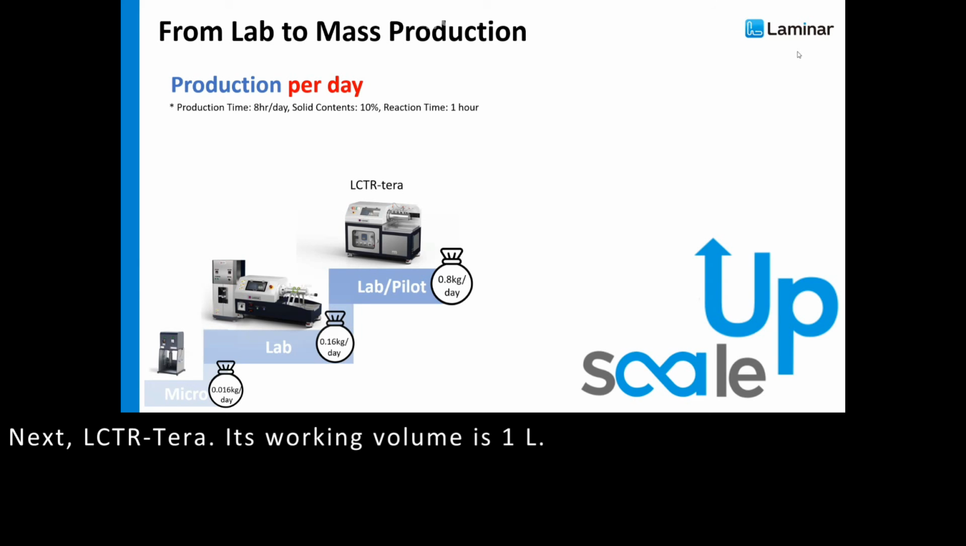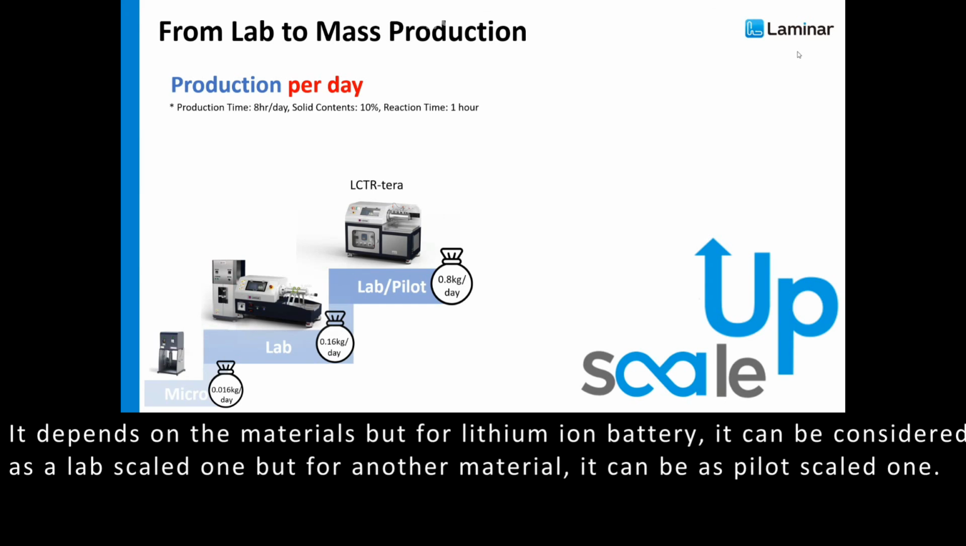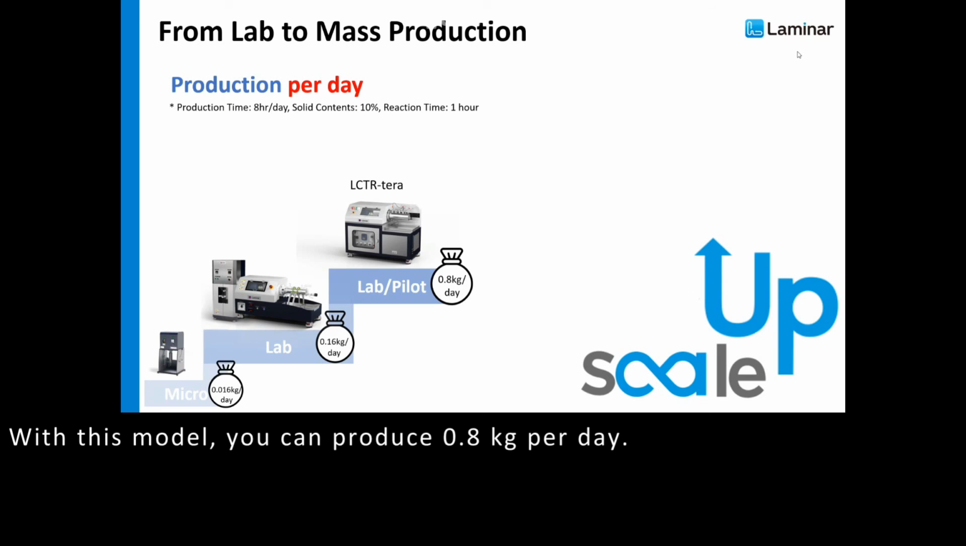Next, LCTR Terra. Its working volume is 1 liter. It depends on the materials, but for the battery, it can be considered a lab-scale one, while for other materials, it can be a pilot-scale one. With this model, you can produce 0.8 kilograms per day.